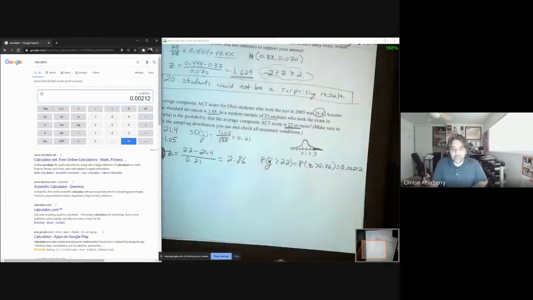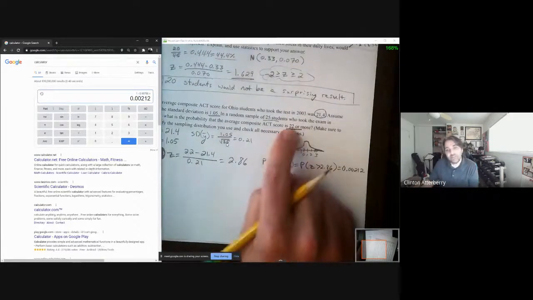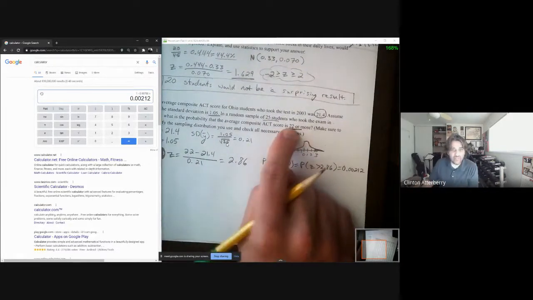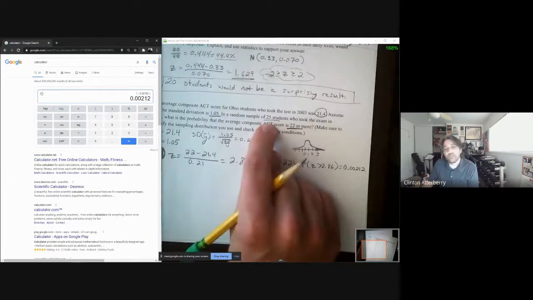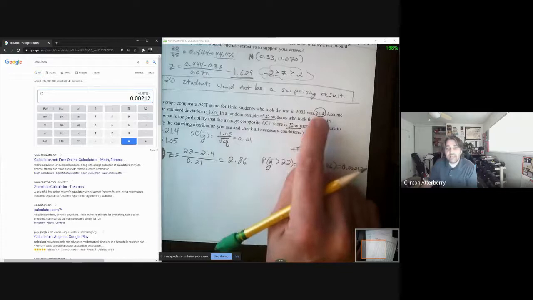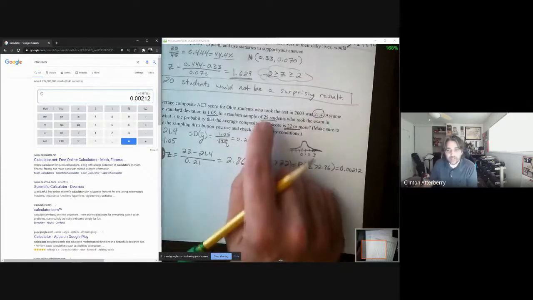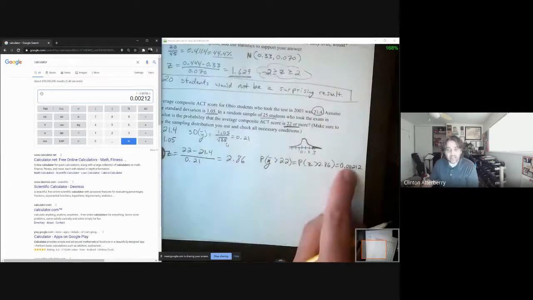That's the probability of getting 25 students. So if one student got a 22, that wouldn't really be surprising. But if you get 25 students and you find their average, it should be really close to 21.4. With 25 students, it's highly unlikely that their average is going to be 22 or more.